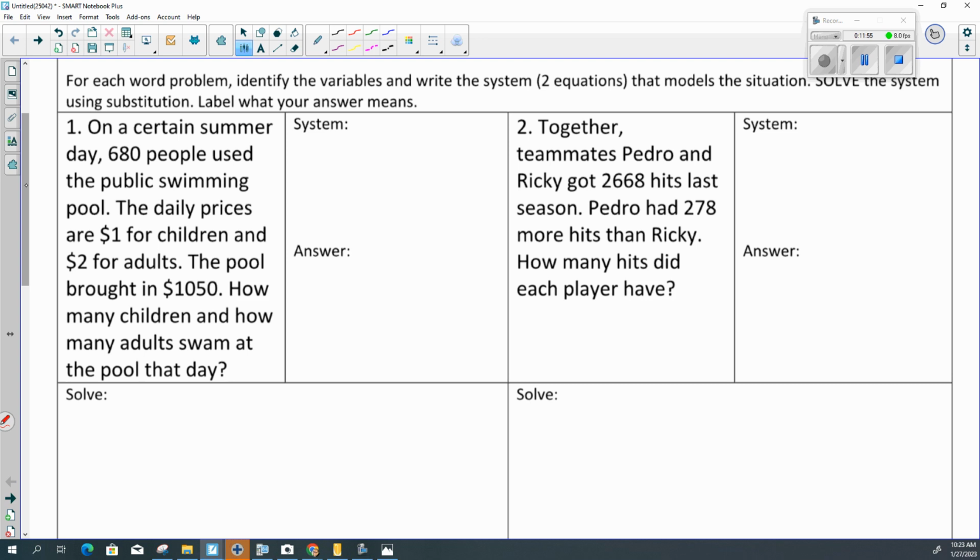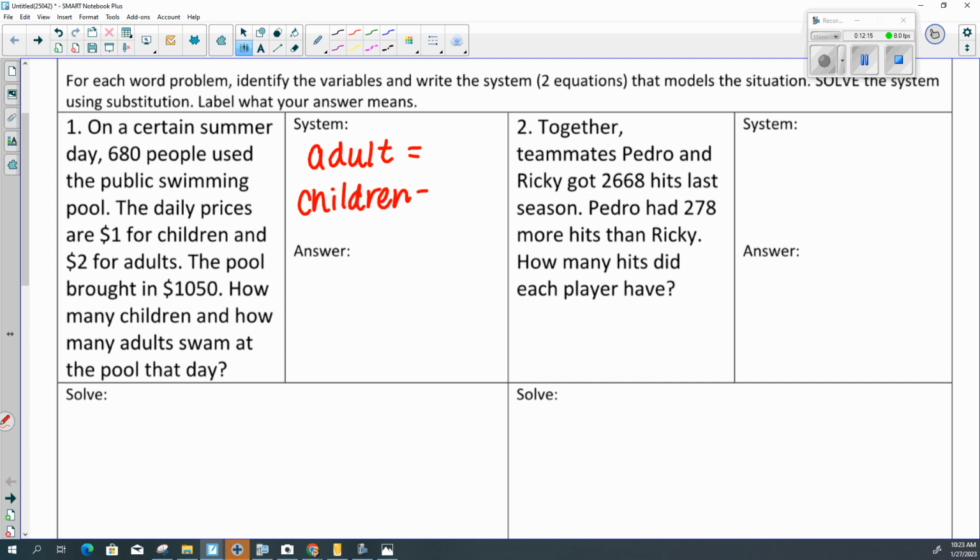You need to decide what your unknowns are. What are you trying to find? What do you think, Josh? Yes, I'm trying to find the amount of adults. I'm trying to find the amount of children.